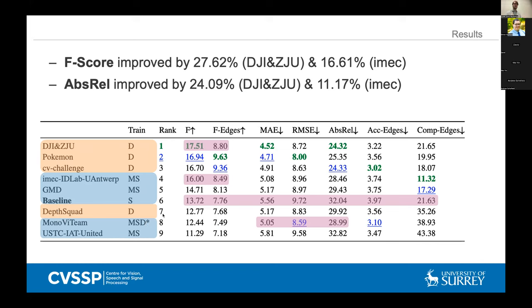But one of the things that we find is that a lot of these methods, especially some of the self-supervised ones, even if they don't outperform the baseline in terms of F-score, they tend to be better at some of these image-based scores like mean absolute error or absolute relative error. But we see quite a significant improvement in performance from the previous edition, where the top supervised submission improved the F-score by about 27%, whereas the self-supervised one improves it by 16, almost 17%. And again, we see similar improvements in terms of the relative and image-based metrics.